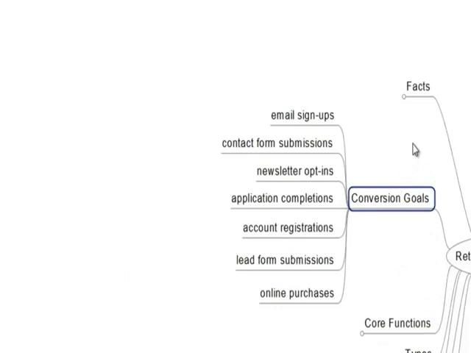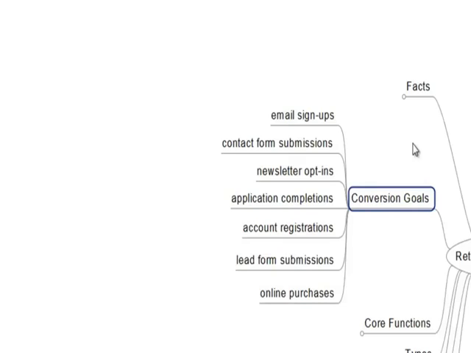This is your call to action, what you want somebody to do on your site. Do you want them to sign up for that email list? Do you want them to submit that contact form? Do you want them to opt in for that newsletter? Do you want them to fill out that application? Do you want them to register for that account? Do you want them to submit that lead form?